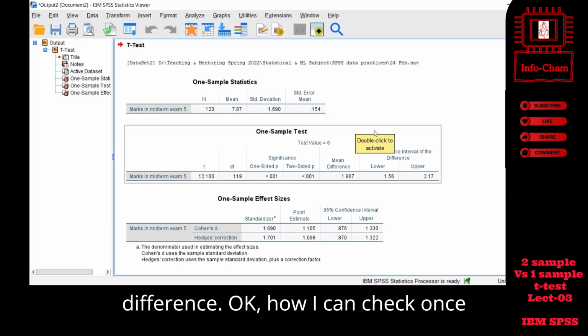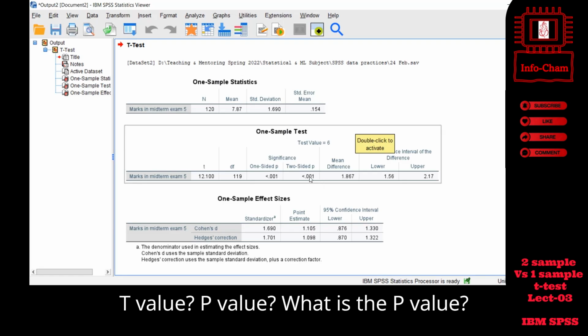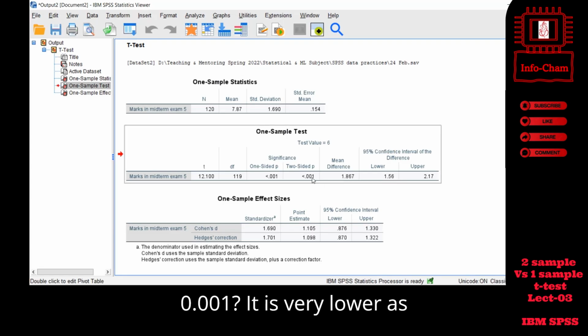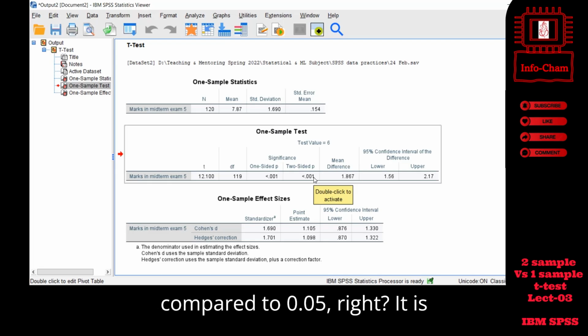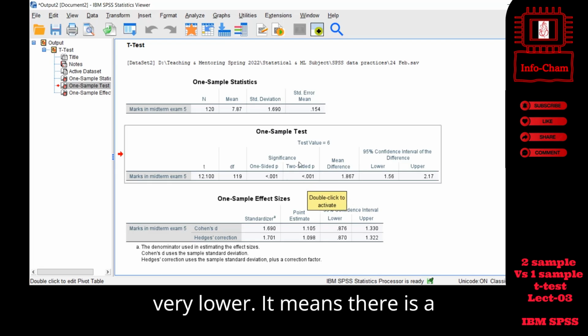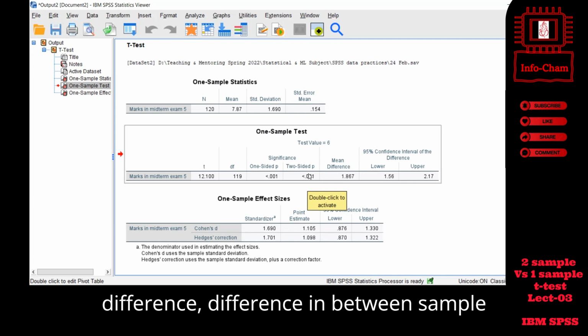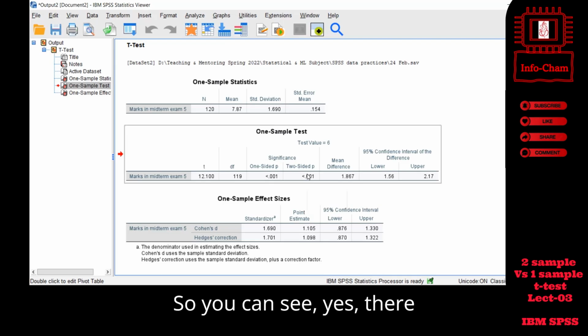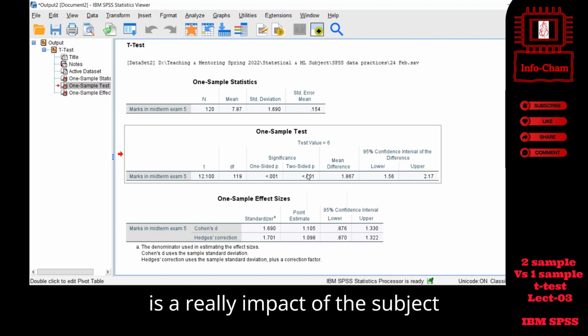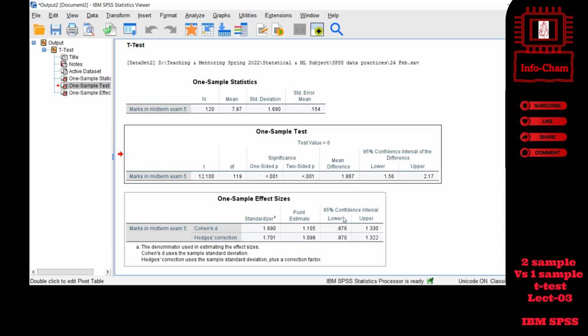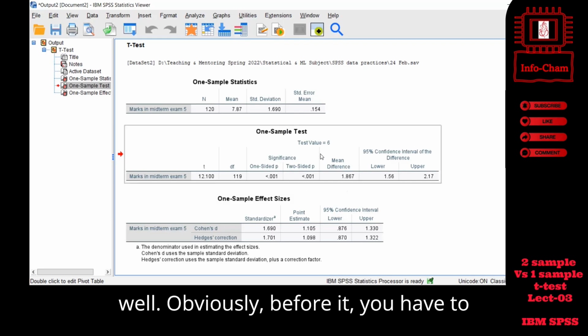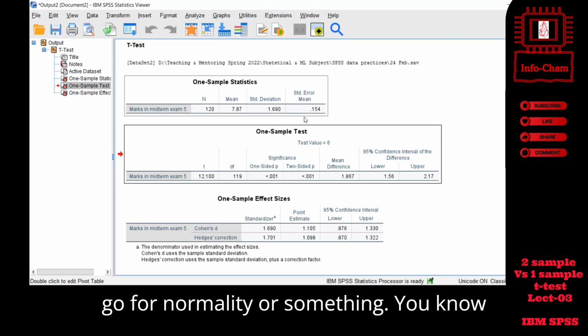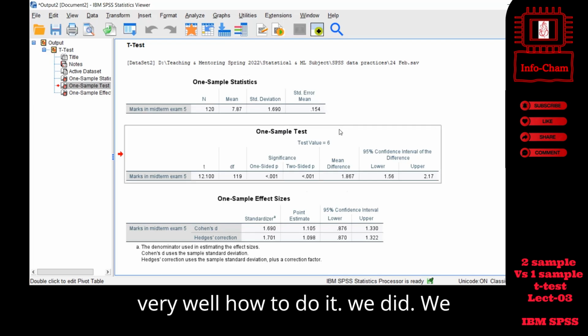Okay, how can I check once again? T value, p value. Can you see the t value? P value. What is the p value? 0.001. It is very low as compared to 0.05, right? It means there is a difference between sample mean and population mean. So you can see, yes, there is a real impact of the subject on the students, right? So that's all. I think you can check very well. Obviously, before it you have to go for normality or something, you know very well how to do it.